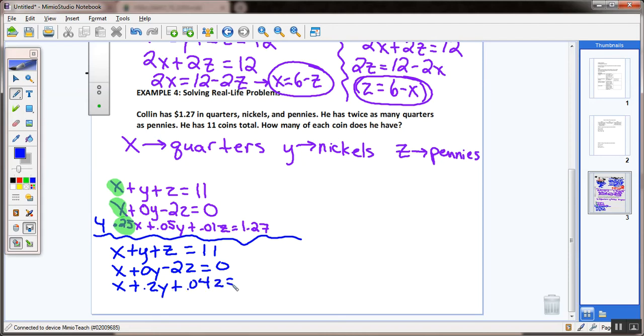Oh, let's see, $1.27 times 4. Is it okay if I just tell you what that is? How about 508? All right. What have we established, kids? Which variables are the same now?